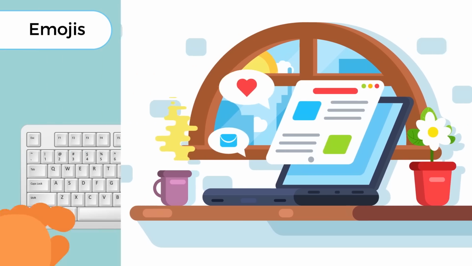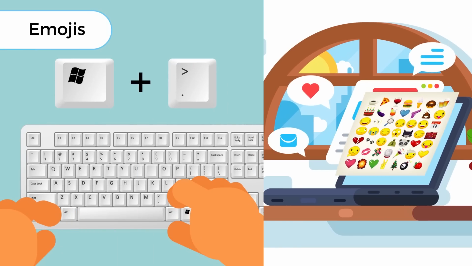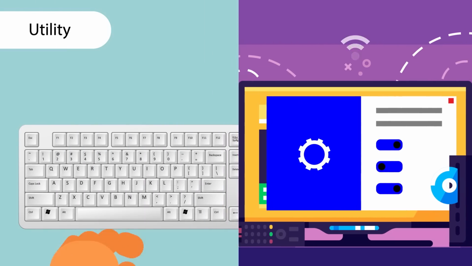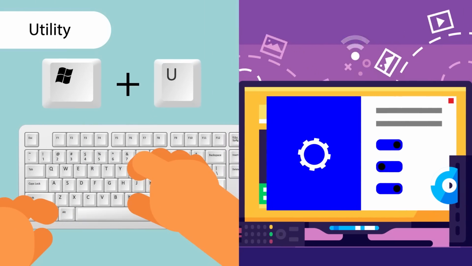Emojis. If you want to see a bunch of emojis, just press the Windows key and the period key. Utility. Okay, this is simple, but useful. To quickly open the utilities, just press the Windows key plus the letter U.